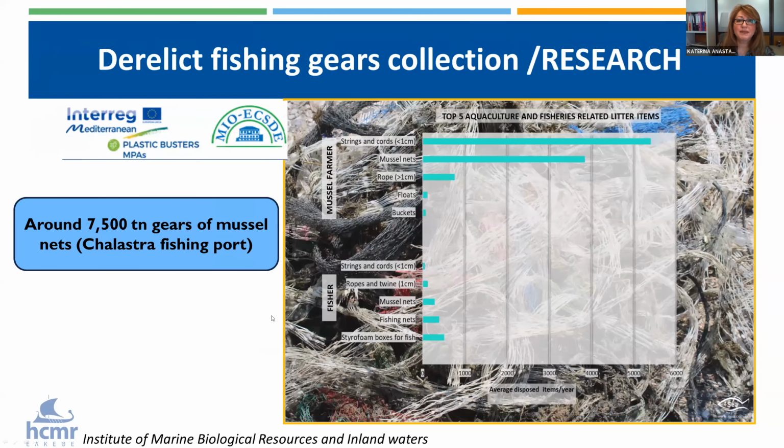The second pilot action was implemented within the frame of Plastic Busters MPA by the MIO office and the IC. You can see in this picture the top 5 aquaculture and fisheries related litter items, and in total around 7,050 and 500 tons of gears of mussel nets were collected.